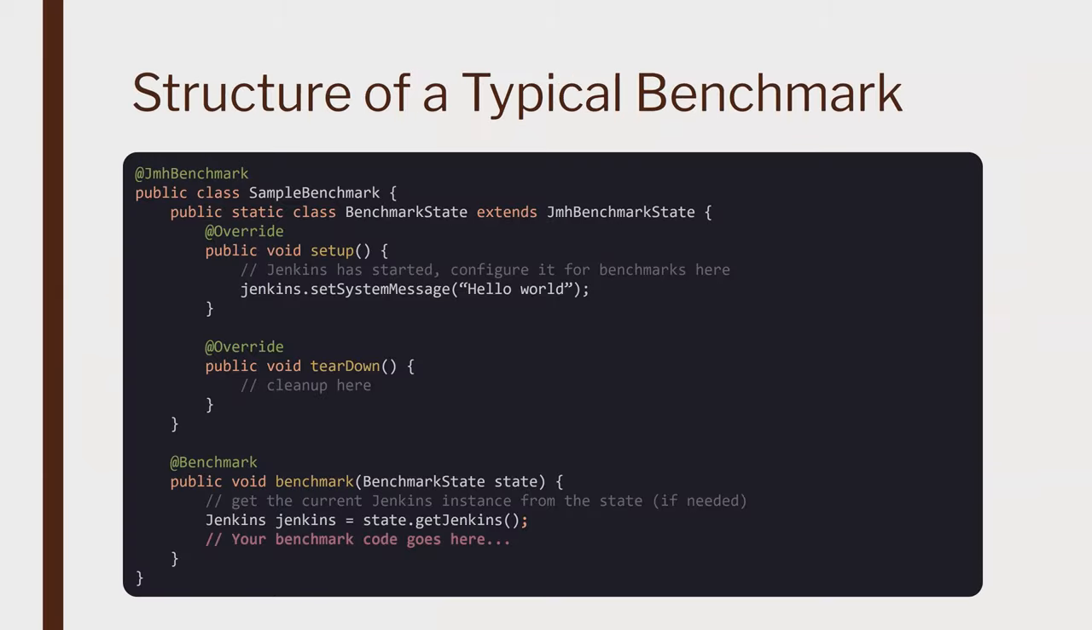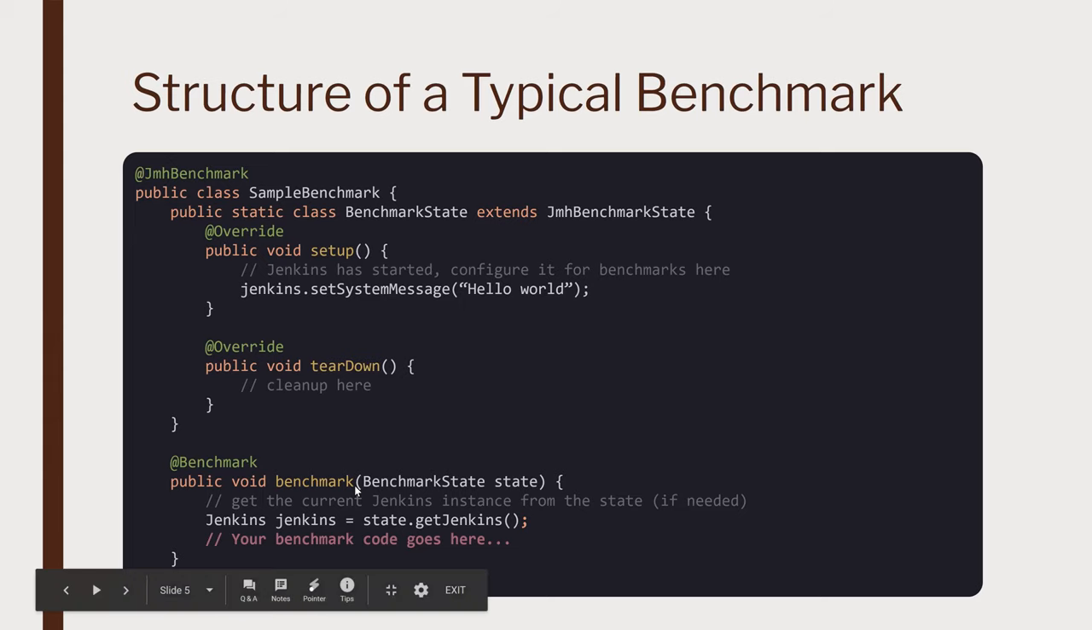This is what a typical benchmark looks like. We have a class that is annotated by JmhBenchmark for it to be automatically detected. This extends the JmhBenchmarkState, which provides the setup and teardown methods. You can override them to set up the forks for your instance for the benchmark. And you have a benchmark method that is annotated by Benchmark. So you can write your benchmark code here.